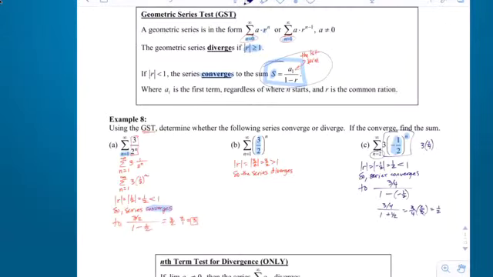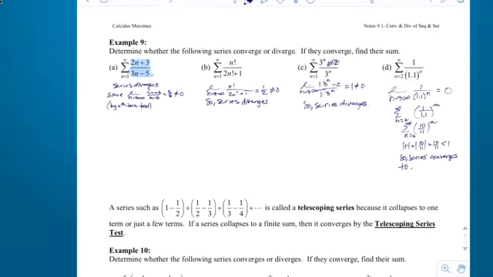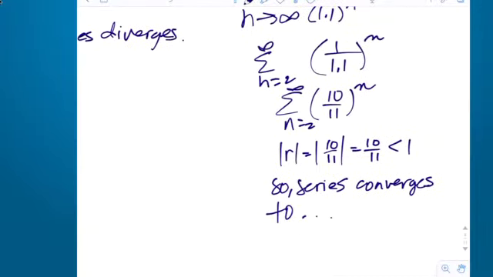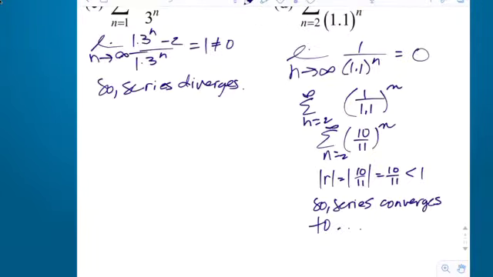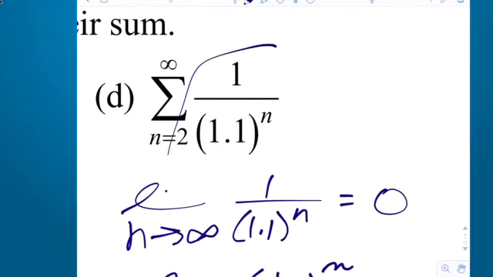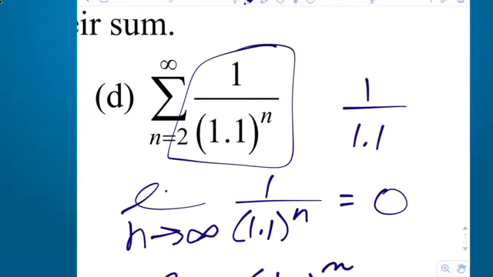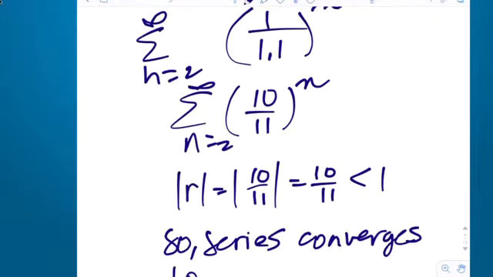All right, so abandoning the calculator, we were on example 9D, right? Once we wrote it as a geometric series with a ratio of 10/11, we knew it converged. And now we know to what it converges. It converges to the first term, which is going to be what? It's 1 over 1.1 squared. Or you could say, in this case, it's 10/11 squared.